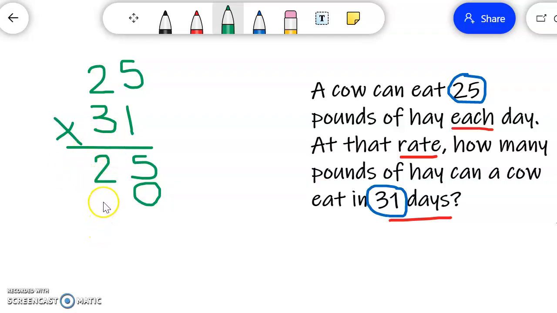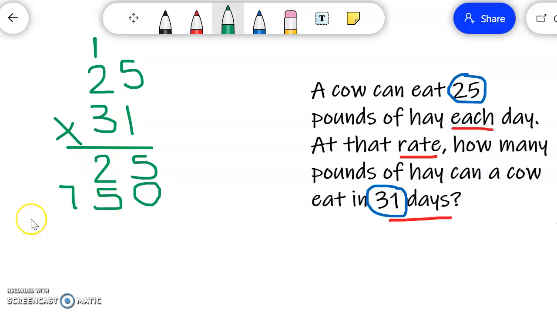So 3 times 5 is 15. So the 5 goes in the 10's place down below, and I'm going to regroup the 1 to the 10's place up top. So 3 times 2 is 6. 6 plus 1 more is 7.